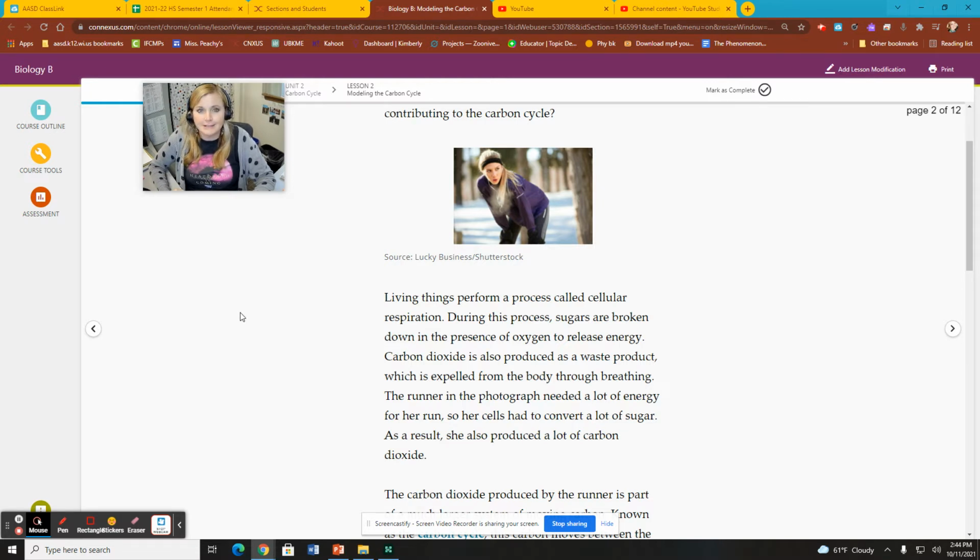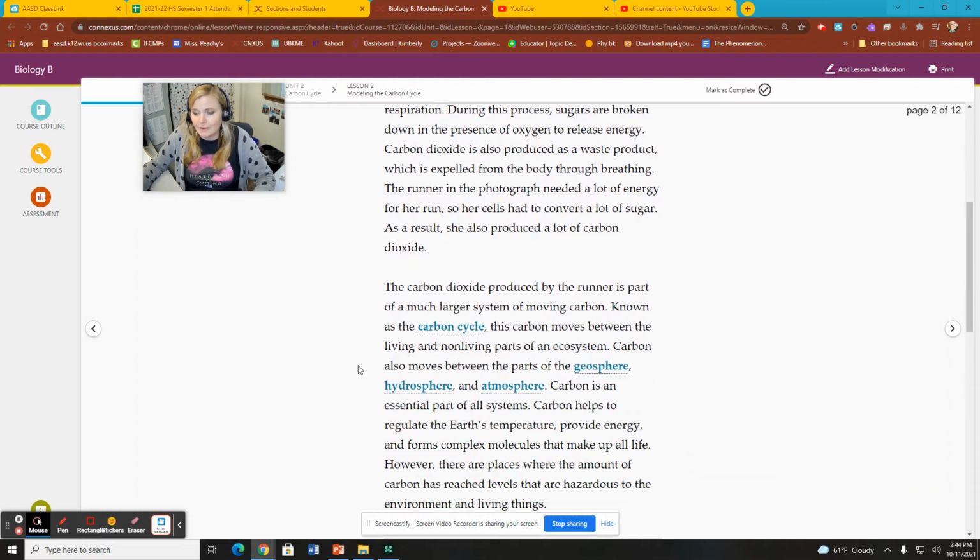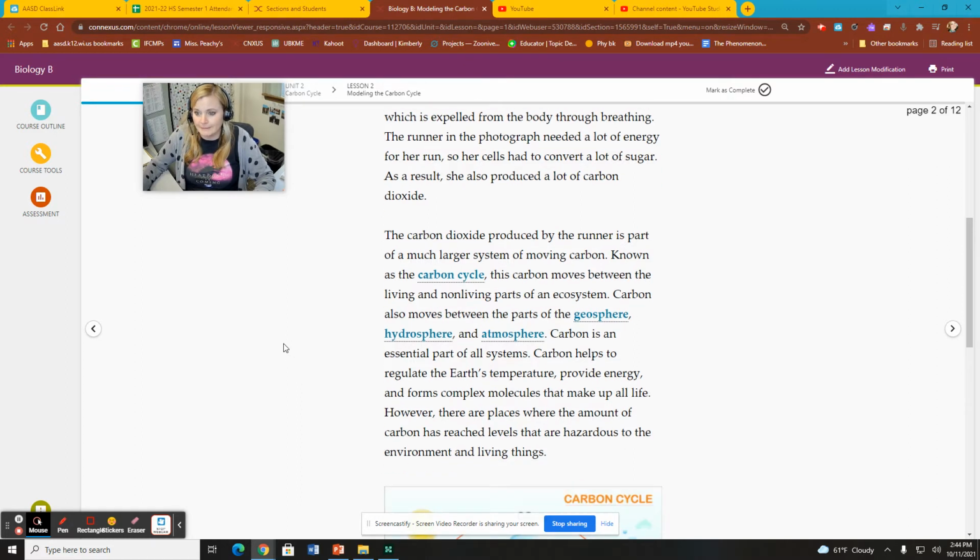Sugars are C6H12O6, and so we see again carbon found in those sugars, right? So you're breathing out carbon dioxide, and then plants take that carbon dioxide in to help them with the process of photosynthesis. That's just part of that carbon cycle. We kind of knew part of it already.